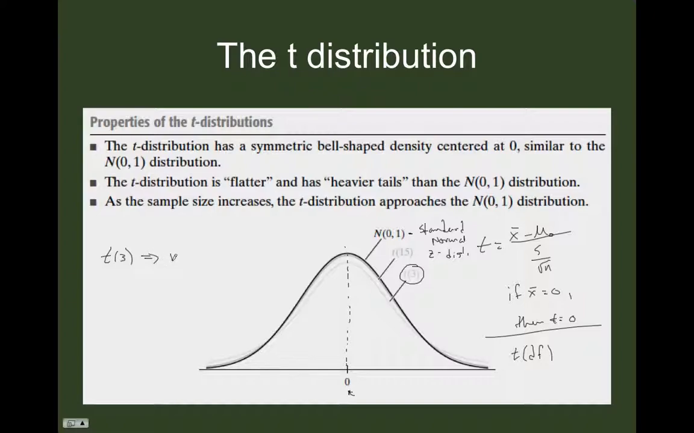So the T3, that t distribution implies that n is equal to 4 because the degrees of freedom is n minus 1. So if degrees of freedom are 3, of course, n is 4. Okay, so the degrees of freedom are always 1 less than the sample size. So here's the key thing to see here.